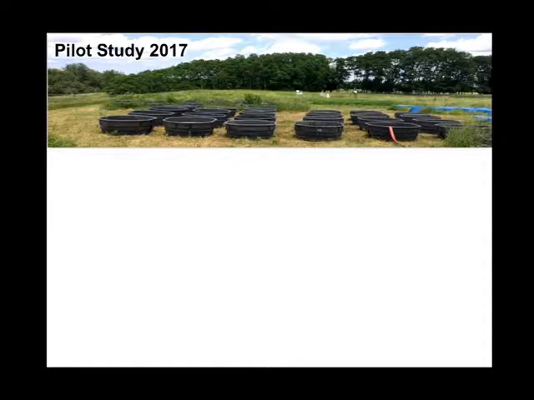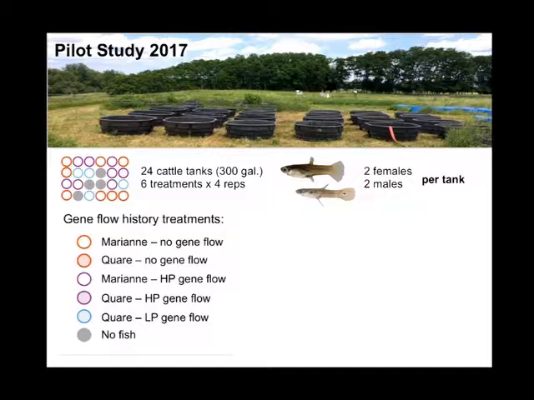To be honest, my first goal this summer was just to generate larger population sizes so that I would have individuals to work with to set up future experiments. So really all I wanted was guppies to be guppies and populations to increase. But I thought I could do this in a more controlled and replicated design to potentially collect some interesting data along the way. So I set up these cattle tanks, 24 tanks inoculated with zooplankton and macroinvertebrates from local ponds, seeded each tank with four individuals, and then replicated each of these gene flow history treatments four times. So I had no gene flow treatments from both Coray and Marianne, HP gene flow treatments from both populations, and then one LP gene flow treatment for the Coray.